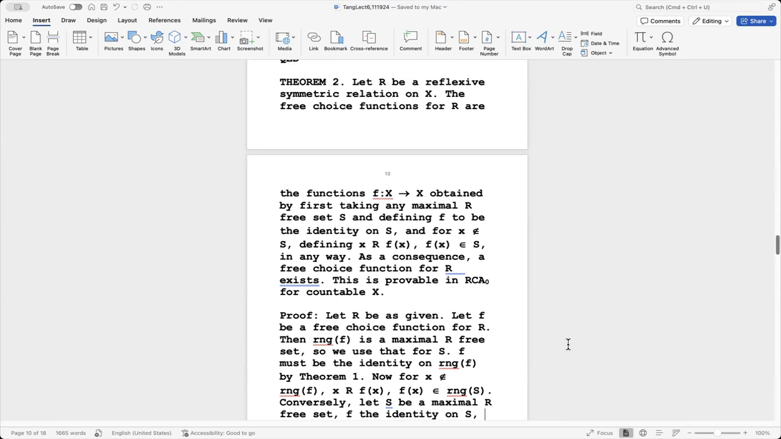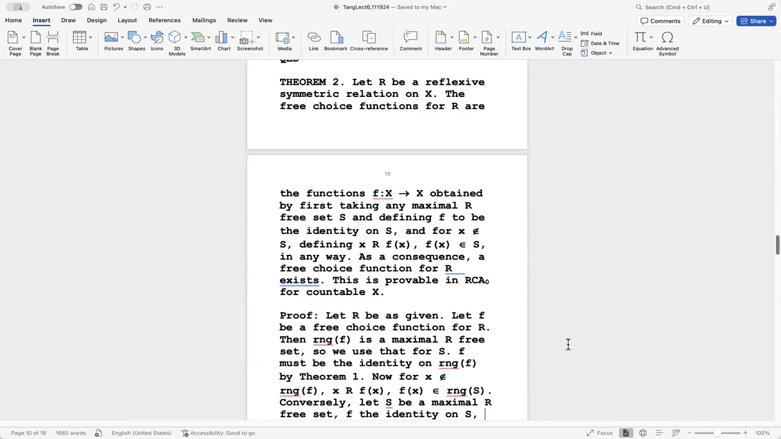Now, the relations we want to consider are reflexive and symmetric. The reflexivity is needed so we do have some freedom to obviously make a choice function at will, namely the identity function. But the identity function is unlikely to be free because that would mean that any two points would be not related. So let R be a reflexive symmetric relation.